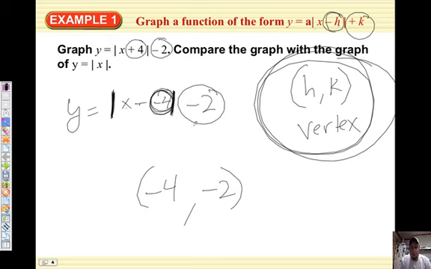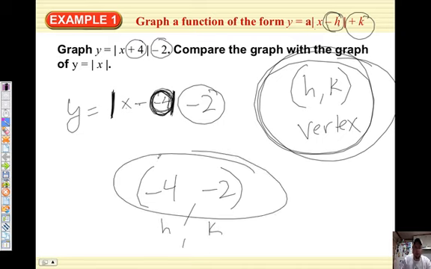This is what tricks people the most. People think, ooh, that's a positive 4, so H is positive 4. No, it's supposed to be X minus H, so X minus negative 4, so H is negative 4. Put that in for H, comma, K. Alright, please don't mess that up. That's the most common mistake. Alright, I just circled your vertex.